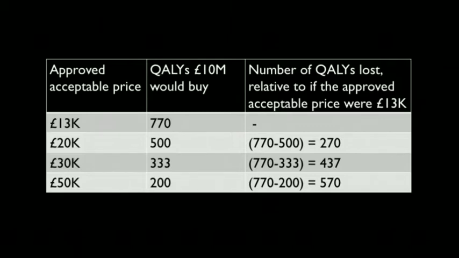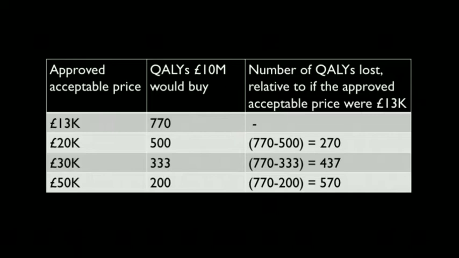The second column is basically the numbers that I showed you previously. It is the QALYs that £10 million would buy if the price tag is the various levels shown down the rows.